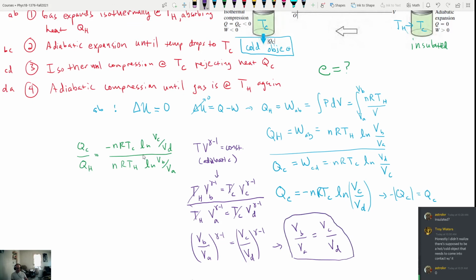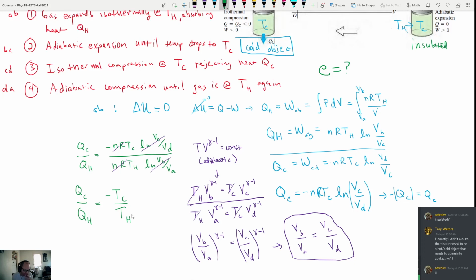And then, if we know that this is true, we can come back over here and say that, well, if VC over VD is the same as VB over VA, then certainly if I take the log of VC over VD and I divide by the log of VB over VA, you're going to get the same thing, right? That means that this whole thing cancels out. Obviously, the n and the R's cancel out. And interestingly enough, we get a really simple result, which is that QC over QH for a Carnot cycle happens to be exactly equal to the negative of TC divided by TH. And that is a nice and simple result.